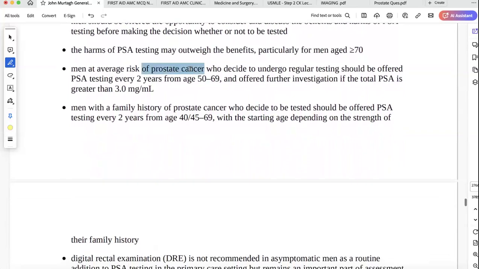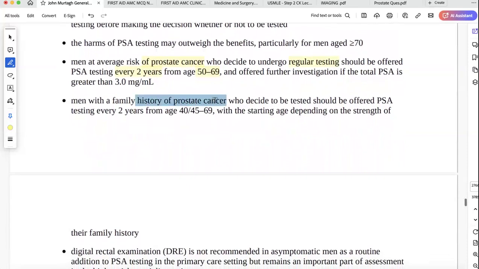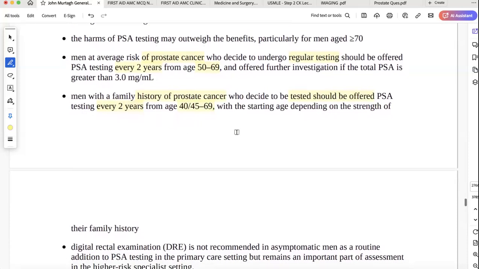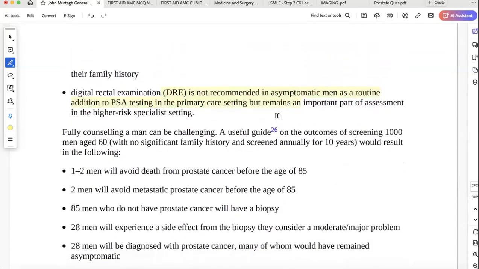Men at average risk of prostate cancer who want regular testing should be offered PSA testing every 2 years from 50 to 69. Men with a family history who decide to be tested should be offered PSA testing every 2 years from the age of 40 to 69. DRE is not recommended in asymptomatic men as a routine addition to PSA.